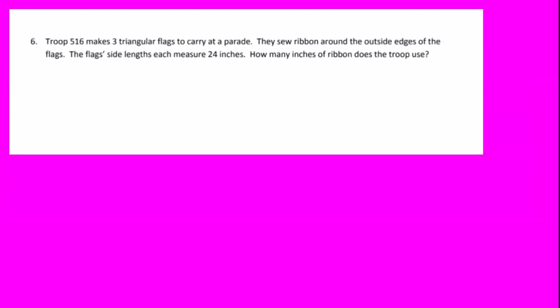Question number 6. Troop 516 makes three triangular flags to carry at a parade. They sew ribbon around the outside edge of the flags. The flag side lengths each measure 24 inches. How many inches of ribbon does the troop use? You're going to have to find the perimeter of one flag, and they're all the same. So one flag plus one flag plus one flag.